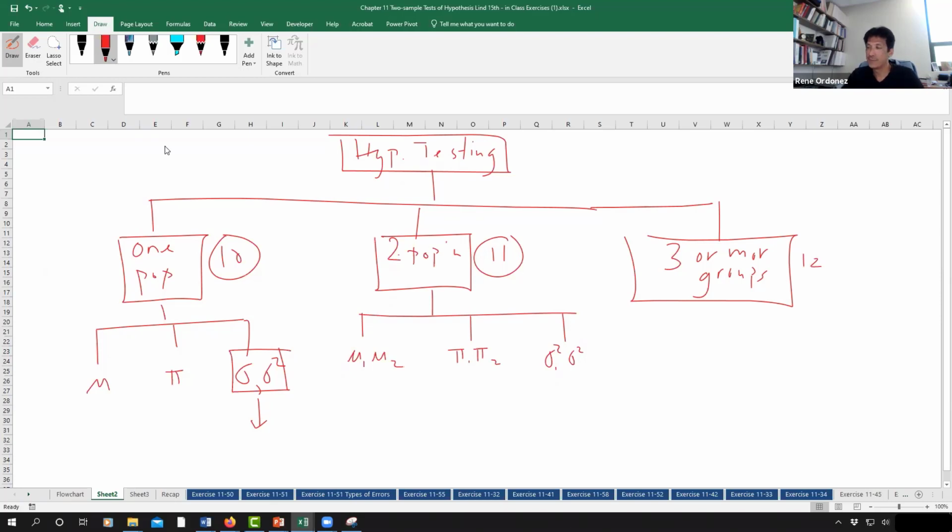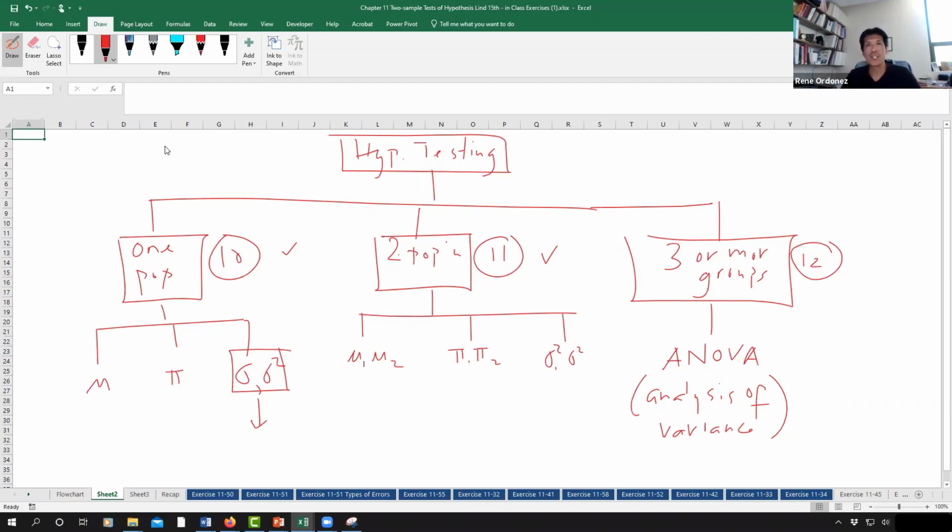That will be based on the ANOVA, which is an acronym for analysis of variance. And the procedure for testing will still follow the same steps we did for chapters 10 and 11. Okay, so that's kind of a peek into what we will be covering next week.